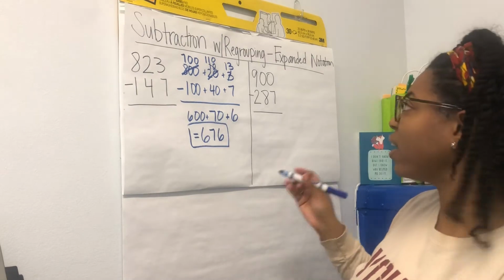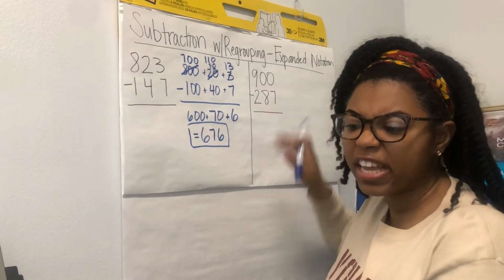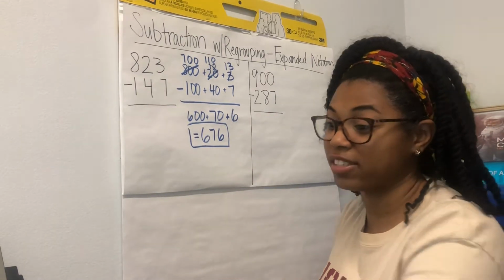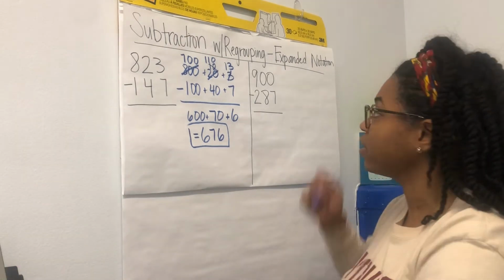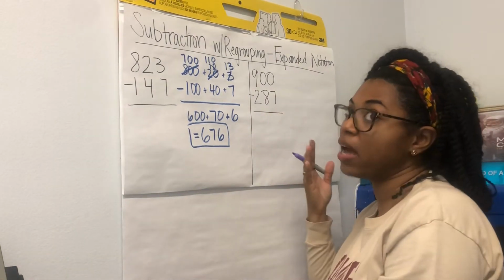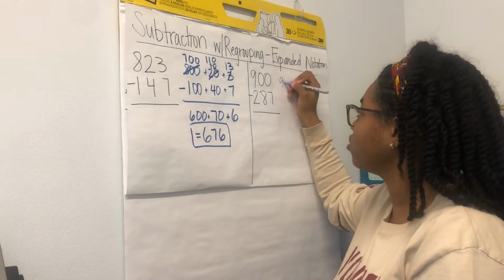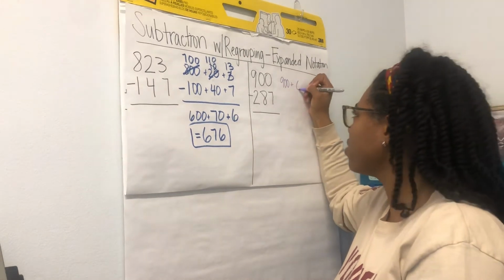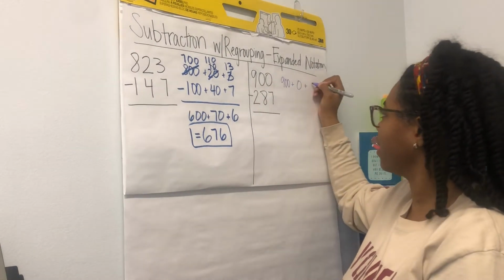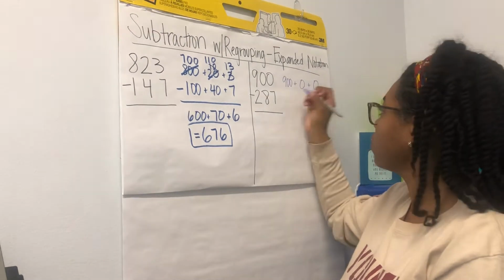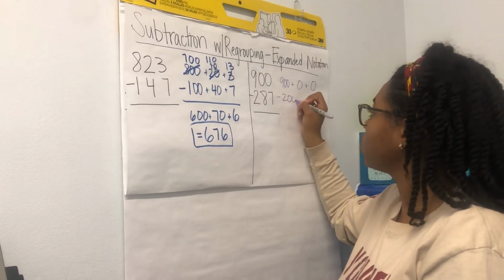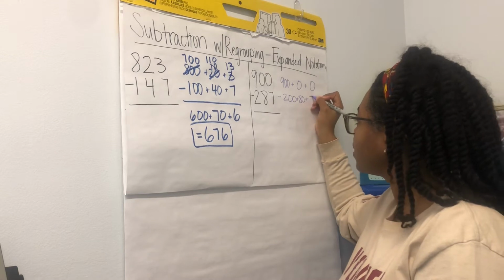Let's do another one. This is the trickiest thing for kids because they have to subtract across zeros. That requires a lot of regrouping. So same thing. Let me break it up by place value. So it's 900, but I have nothing in the tens and nothing in the ones. Minus 200 plus 80 plus 7.